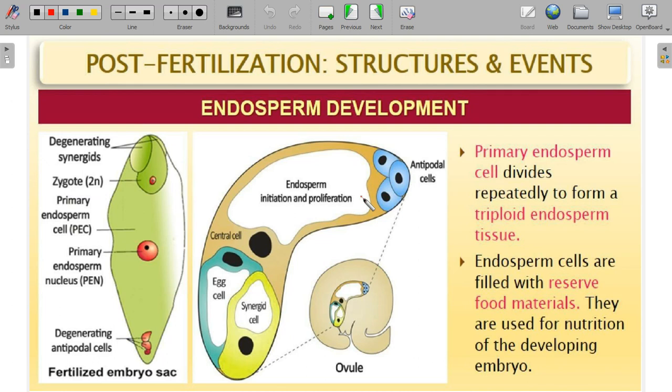I'll ask a question whether you understood or not. To make chutney, your mom will add free nuclear endosperm or cellular endosperm? Cellular endosperm. That means you have understood what a cellular endosperm is. So we'll now tell you how the endosperm is formed. The primary endosperm cell, which is transformed from the primary endosperm nucleus, undergoes repeated division, simple mitosis only. They form triploid endosperm tissue. The endosperm cells are filled with reserve food material. They are used for nourishing the developing embryo.